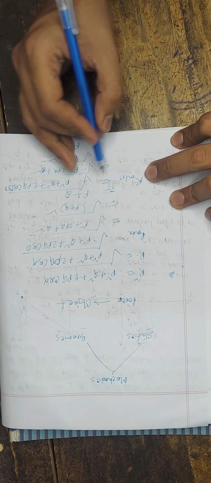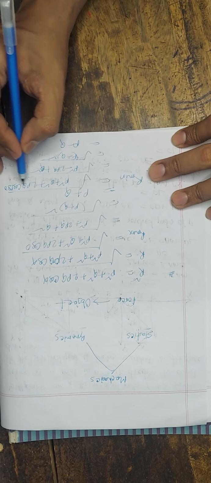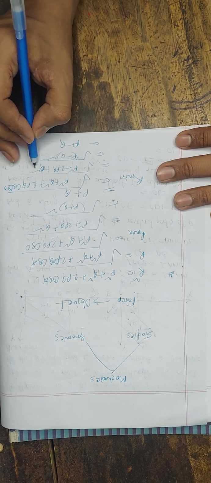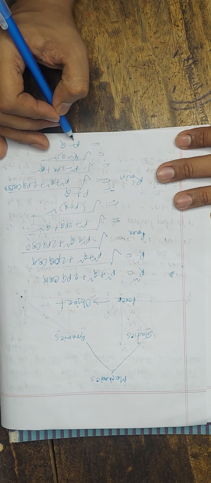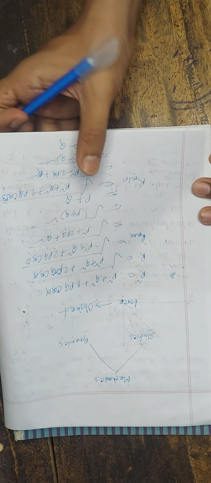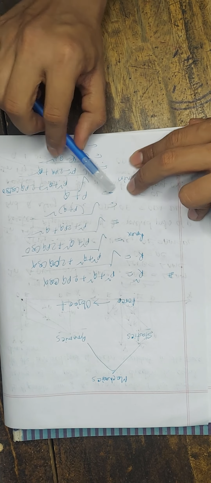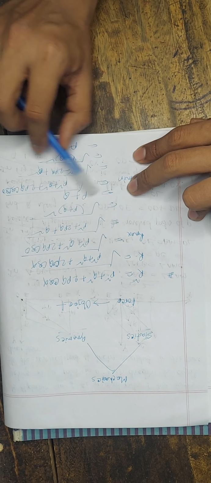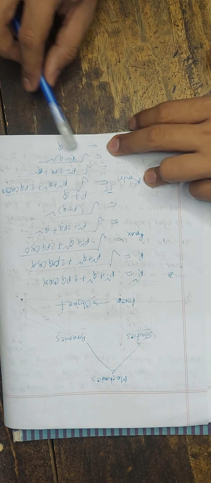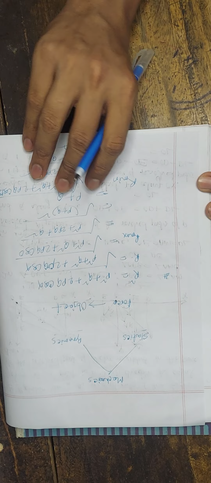When R becomes minimum, that means P square plus Q square plus 2PQ cos 180 degrees. If alpha is 180 degrees, we get the square root of P square minus 2PQ plus Q square, P minus Q whole square, which implies P minus Q. So R will be maximum when we get the sum of the two forces, and R will be minimum when we take the subtraction or difference between the two forces.